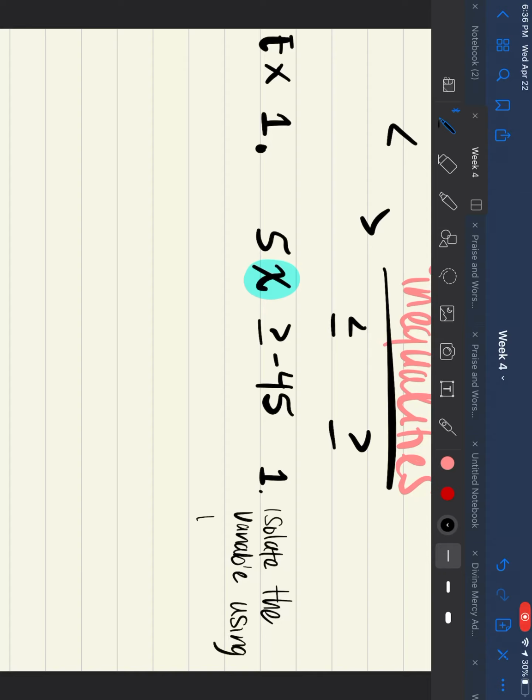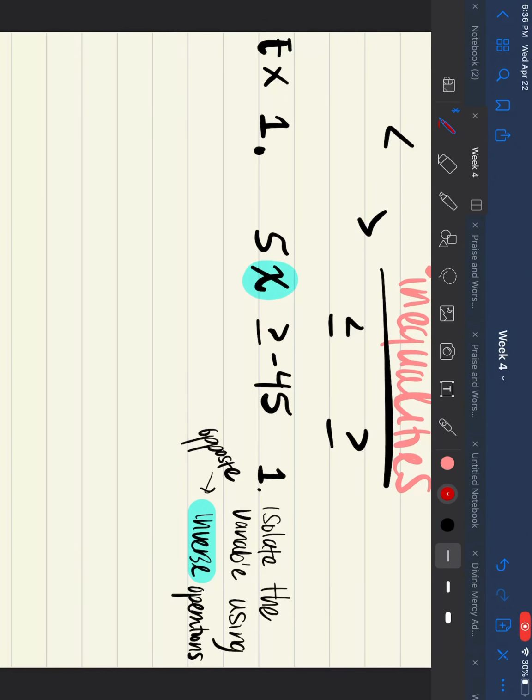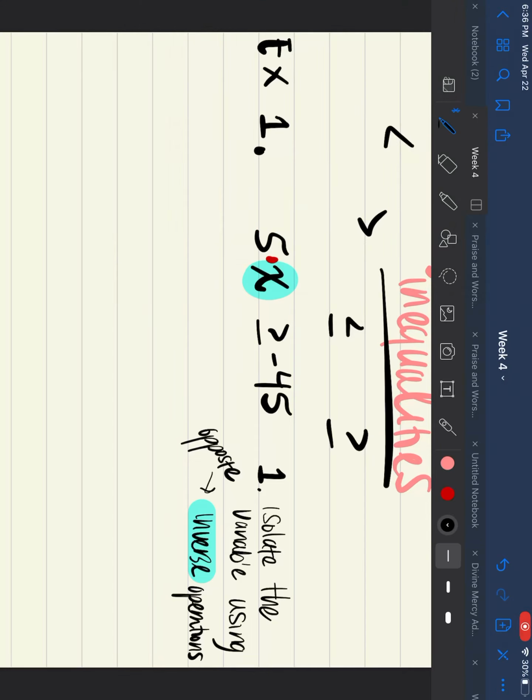Using inverse operations. What does the word inverse mean? The word inverse is another word for opposite. So, if I'm multiplying 5 times x, what is the opposite of multiplication? Division. That means that I'm going to divide by whatever is accompanying the variable. So the opposite of multiplication is division, and vice versa, the opposite of division is multiplication.